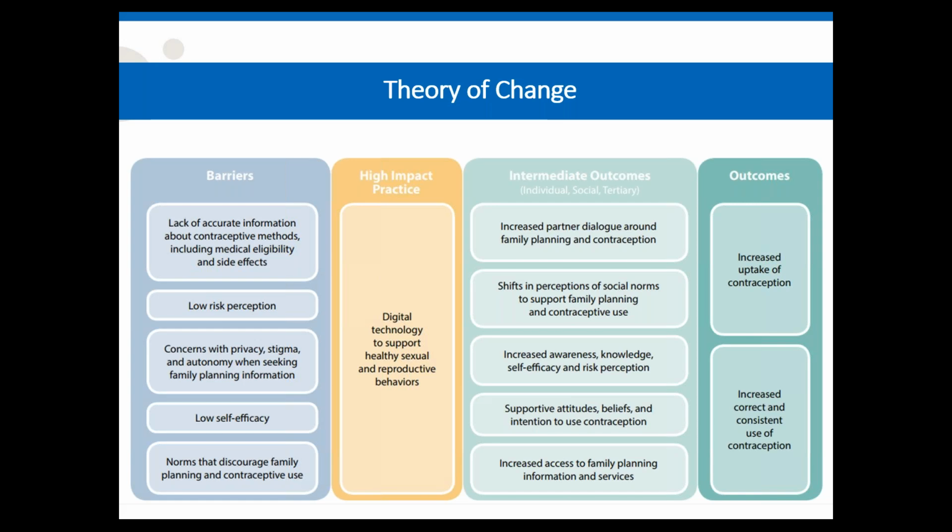So here you see our theory of change, which demonstrates the possible impact of digital technology to support sexual and reproductive behaviors on both intermediate outcomes and impact on increased contraception. So for intermediate outcomes, we found 6 studies that really focused on this third column, so these knowledge, attitudes, beliefs, self-efficacy, et cetera, and 5 studies that looked at behavior change.